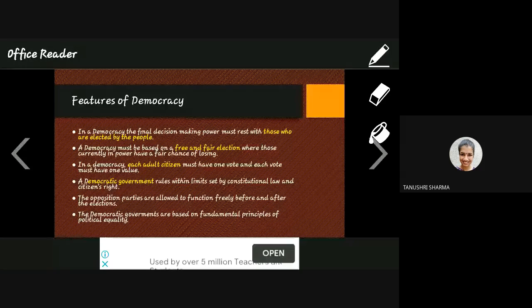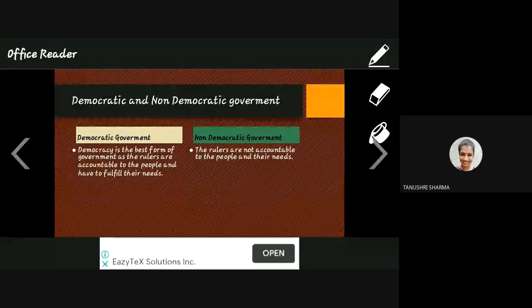Each citizen must have one vote and each vote must have one value. Are they allowed to function freely after the elections? The democratic government is based on fundamental principles of political equality. Democratic and non-democratic government. Democratic government: democracy is the best form of government as the rulers are accountable to people and fulfill their needs. Non-democratic governments: the rulers are not accountable to the people and their needs.